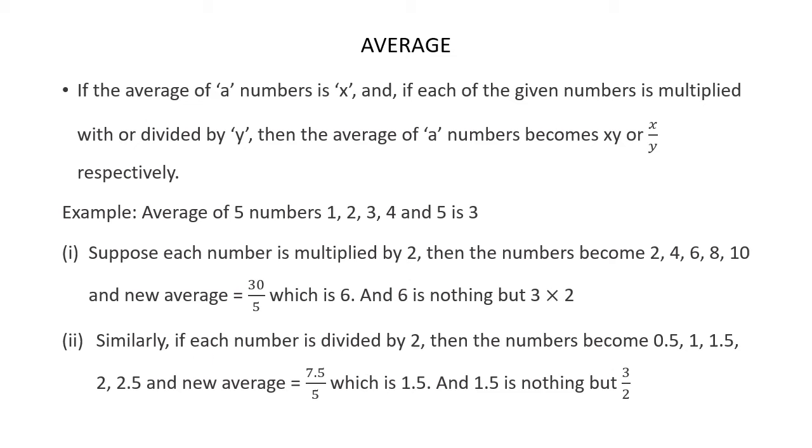Similarly, if each number is divided by 2, then the numbers become 0.5, 1, 1.5, 2 and 2.5. The sum of all these numbers is 7.5. Also, there are 5 numbers here. And average is nothing but sum of items divided by number of items. So the average here is 7.5 divided by 5, which is 1.5. And 1.5 is nothing but 3 divided by 2.